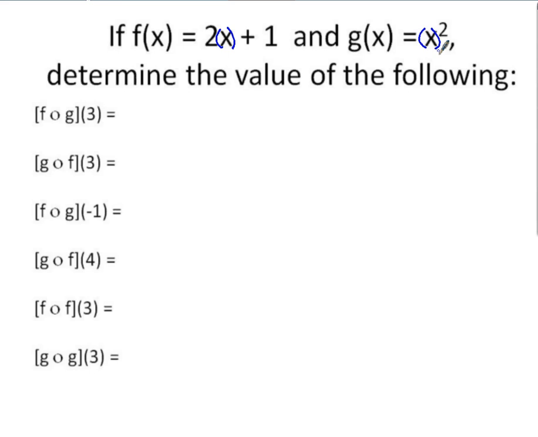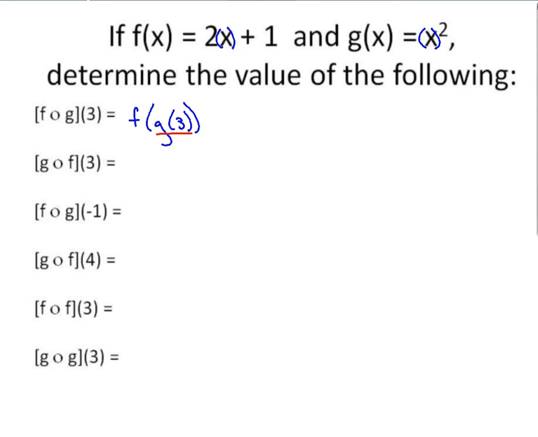Starting with f of g of 3. If I rewrite that using the definition that I now know for composite functions, I could write it as f of g of 3. That might make a little more sense to me based on what we did before, because if I work from the inside out, I start by figuring out what g of 3 is.